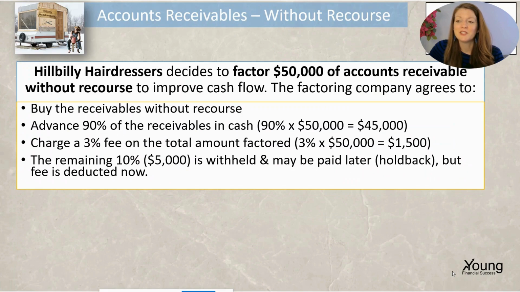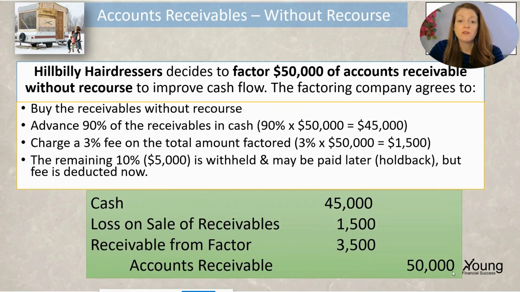That's a high percentage. They charge a 3% fee on the total amount factored. So the whole $50,000, not just the $45,000, they have to pay a 3% fee. The remaining 10%, the $5,000, is withheld and may be paid later, which they call a holdback, but the fee is deducted now. So the fee is still on the $50,000.